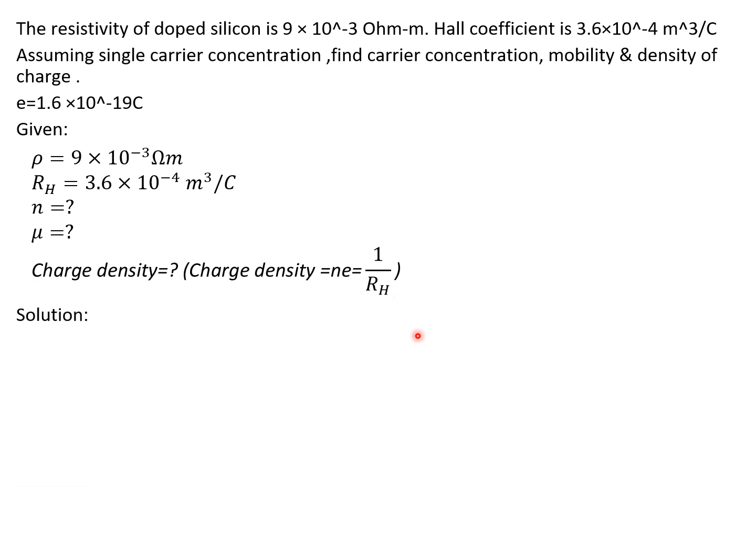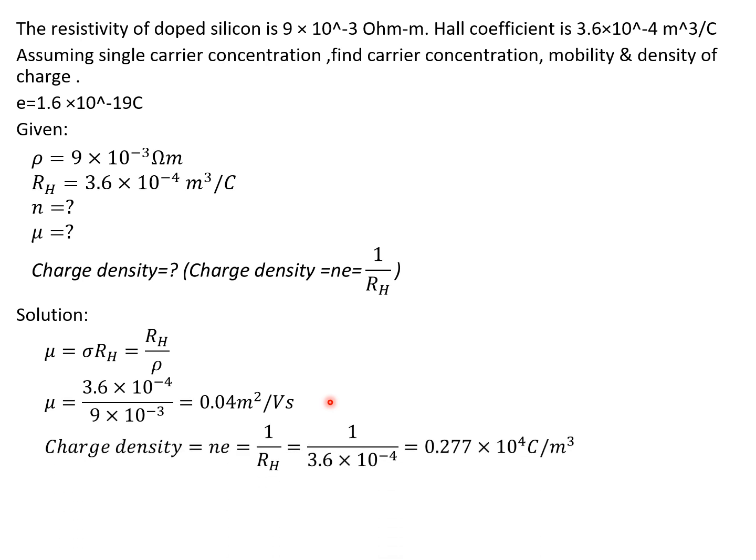Let us solve the numerical. Firstly, let us calculate mobility. We know that mobility is sigma into R_H. Conductivity sigma is 1 upon rho, so it will be equal to R_H upon rho. Simply we have to put in the values, all are given. Hall coefficient is given, resistivity is given. So we will get mobility equal to 0.04 meter square per volt second.